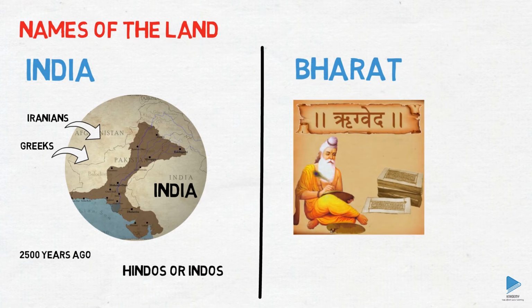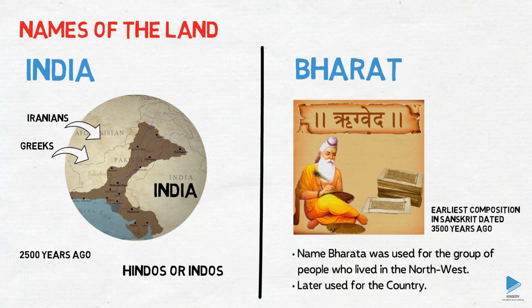The name Bharata is mentioned in the Rig Veda, the earliest Sanskrit composition dated to about 3500 years ago. Word Bharata was used for the group of people who lived in the northwest. Later it was used for the country.